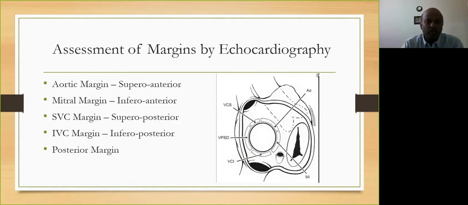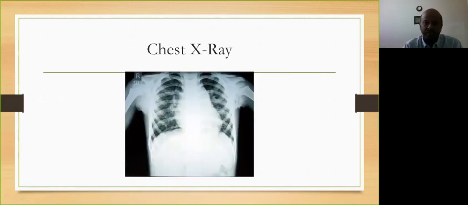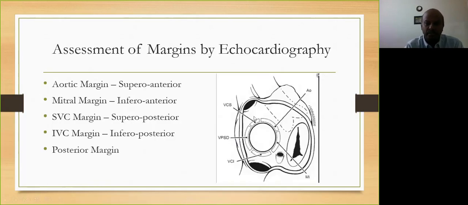By virtue of the position of the secundum defect, the superior anterior margin is adjacent to the right sinus of Valsalva, and the posterior inferior margin of the defect is close to the IVC. You have the mitral margin, which is close to the mitral and tricuspid valves inferiorly. The superior margin, or the SVC margin, and the posterior margin, which is the margin from the defect to the posterior wall of the atrium.